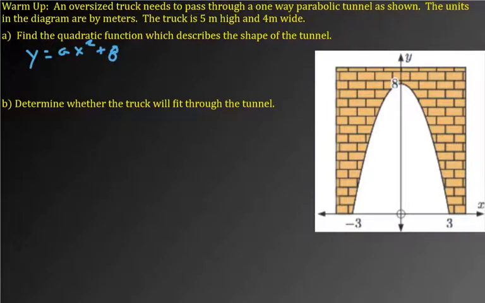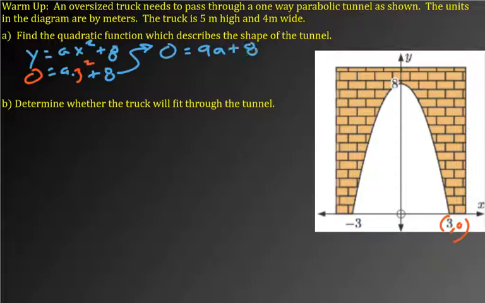And we can just use a point on here to figure out the a value. So maybe we'll use the 3. We know this point is (3, 0), right? So if I plug in 0 for y and 3 for x, I can figure out a. So this is going to be 0 equals 9a plus 8. Then a would equal -8 over 9.